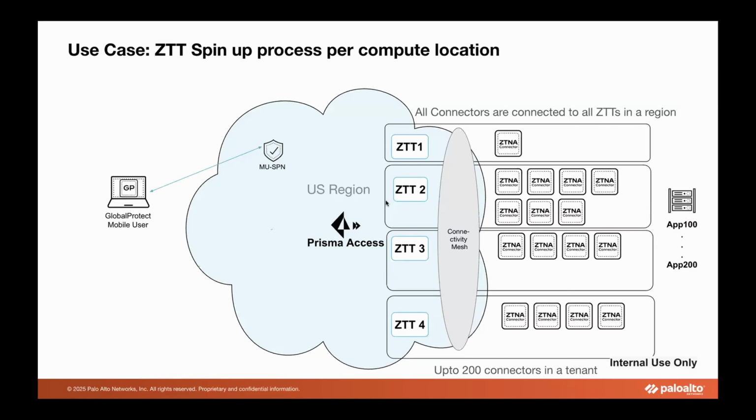So in a specific region, you'll have up to 4 ZTTs, but you can definitely have multiple regions with multiple ZTTs and multiple ZTNA connectors accessing private applications. And just to give you an idea, we can have up to 200 connectors in a tenant, and that's the support we give through our new licenses. And this is how the ZTTs spin up in the backend and give that redundancy for private application access.